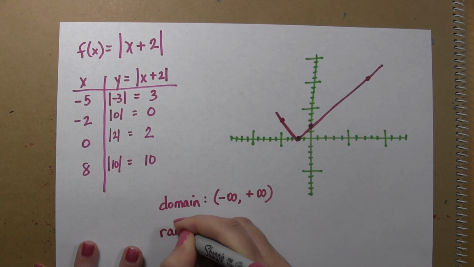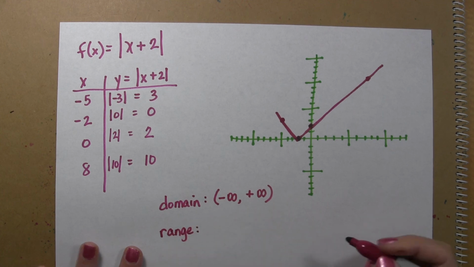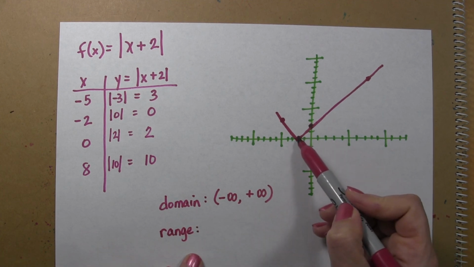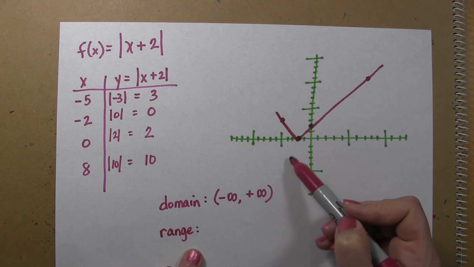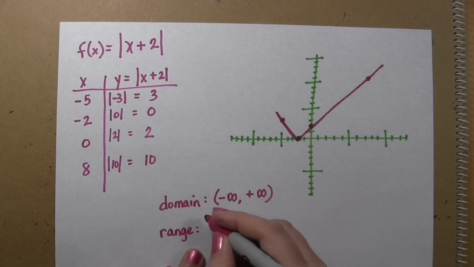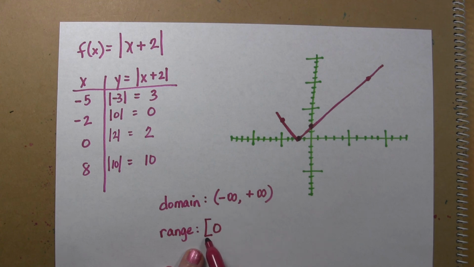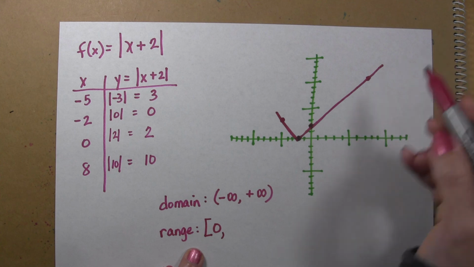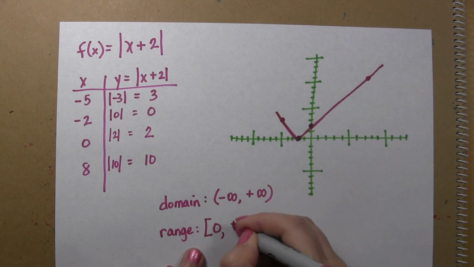How about the range? Is the range limited? Well, yes, you'll notice that it bottoms out here, right? My y value bottoms out at 0. It cannot go below 0 because we're taking the absolute value of it. So the lowest my range can get is 0. It can actually touch 0, so I'll use a bracket. And then the highest it can get is it can just keep on going. So that would be positive infinity.